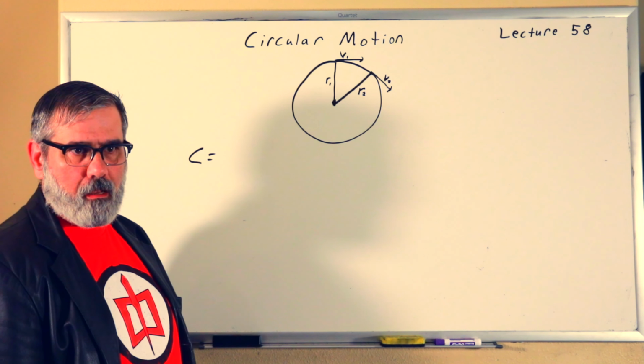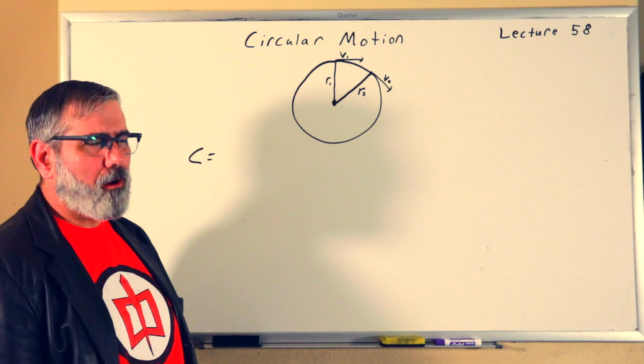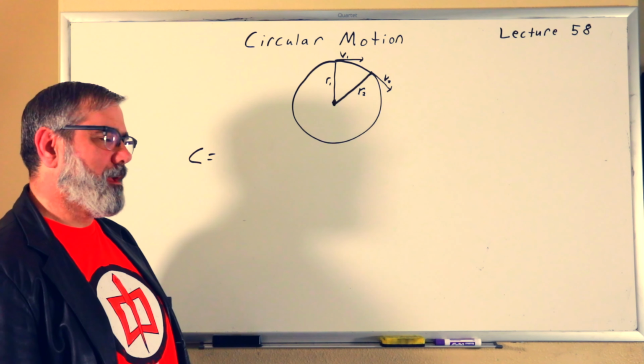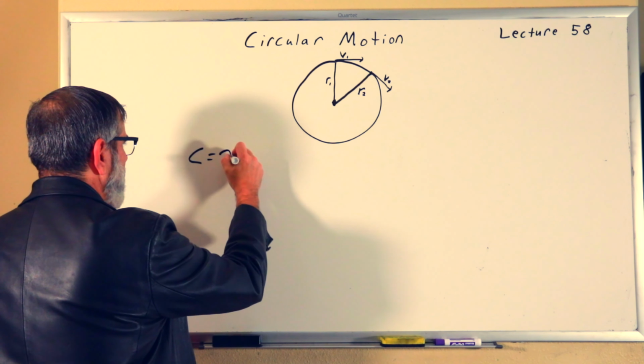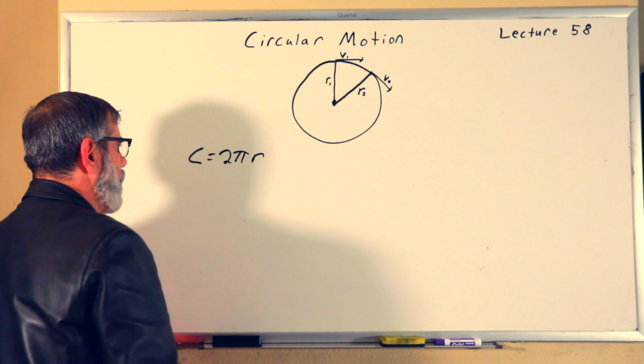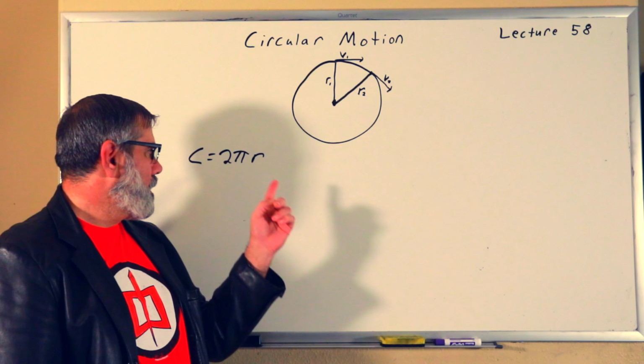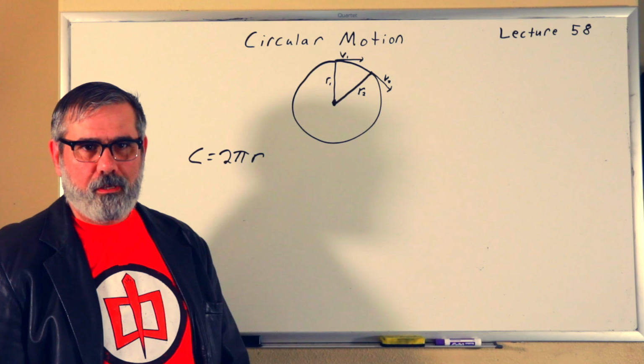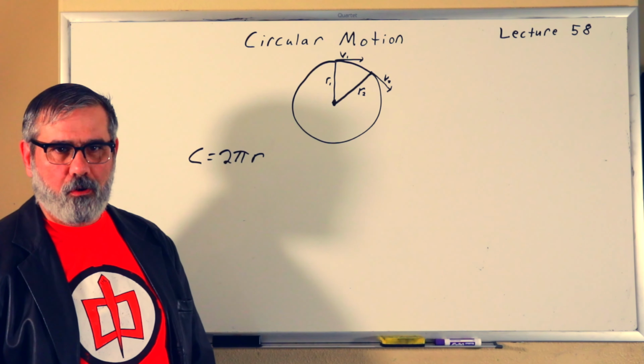Pi R2. What does pi R2 mean? You mean 2 pi R? Yes. Oh, okay. Yes, 2 pi R. Right? So that means if I have a radius of, say, 1 unit, then I will travel a little more than 6 units around in a full circle.